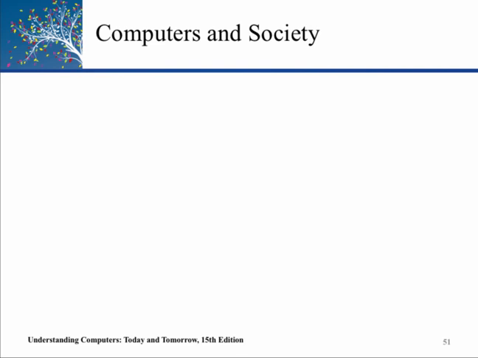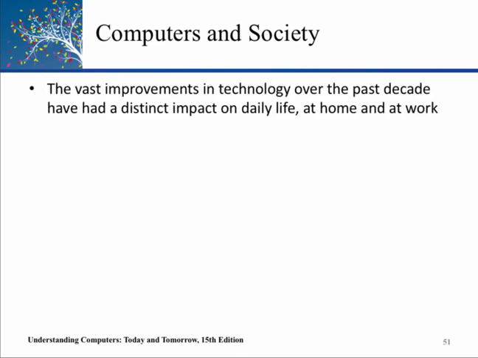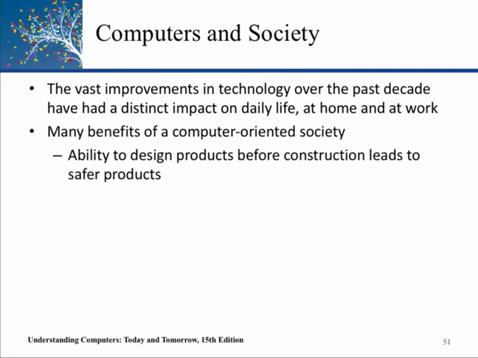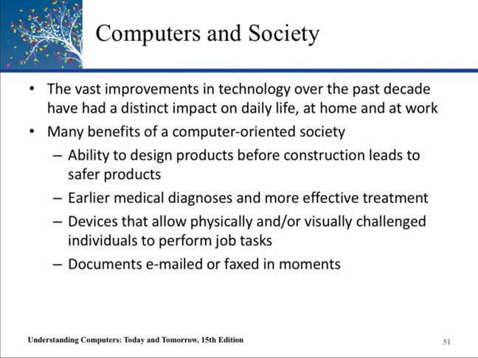So at this point, let's talk about the impact of computers in society. We're not going to spend a whole lot of time. We're going to go through this fairly quickly, and then we'll wrap up. So, computers in society, they've changed society. They've made a distinct impact on our daily life. There are so many benefits to being part of a computer-oriented society. We can design products. We can make better construction. We can create better medical devices and give people more effective treatment.